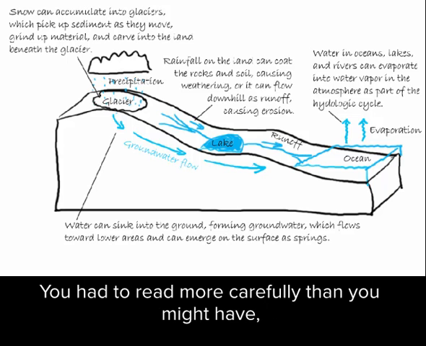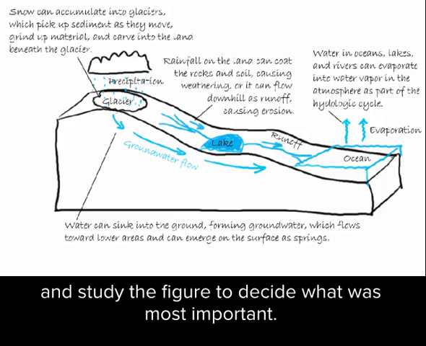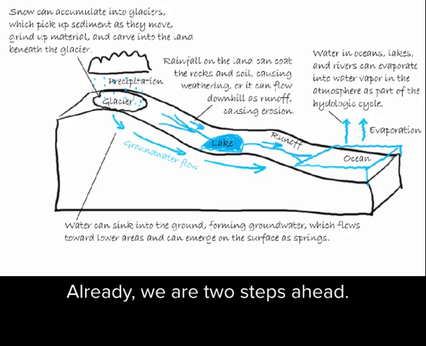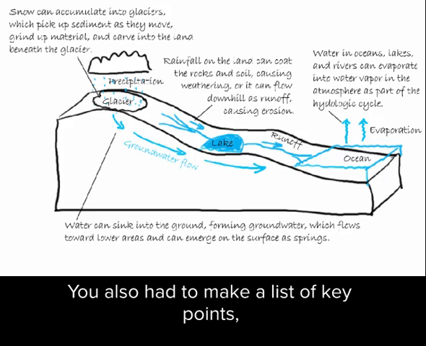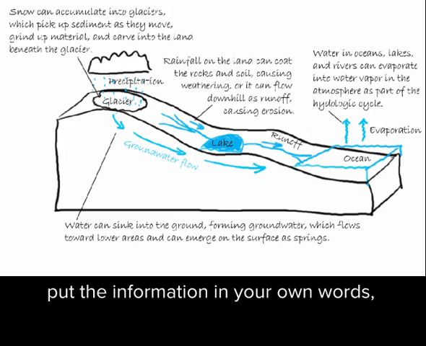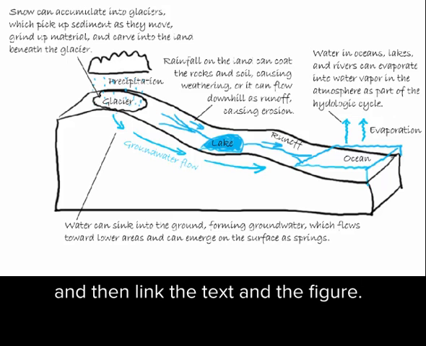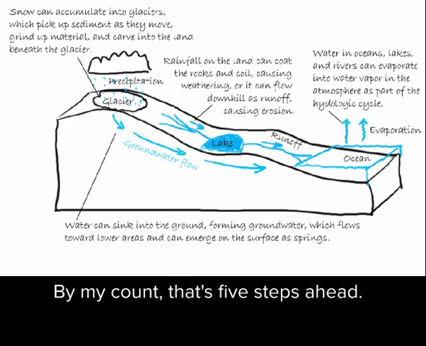Note how closely you had to interact with the material to construct a concept sketch. You had to read more carefully than you might have and study the figure to decide what was most important. Already, we're 2 steps ahead. You also had to make a list of key points, put the information in your own words, and then link the text and the figure. By my count, that's 5 steps ahead.